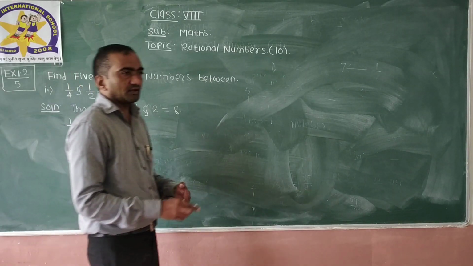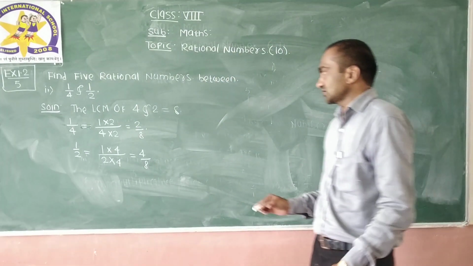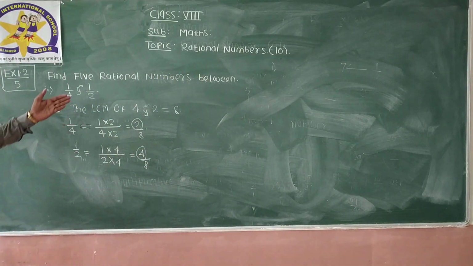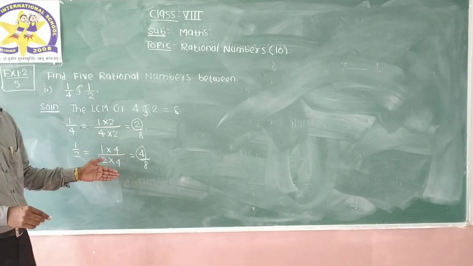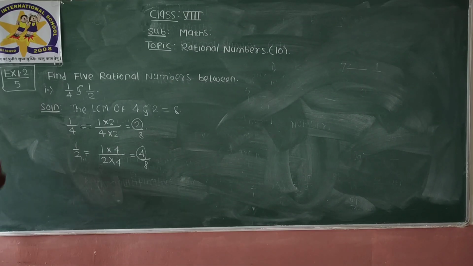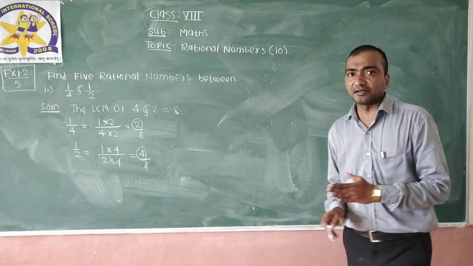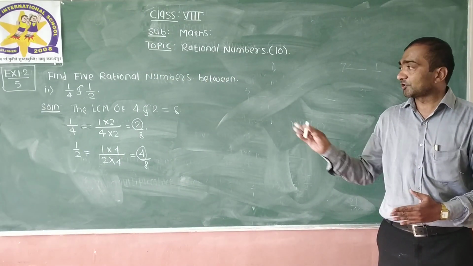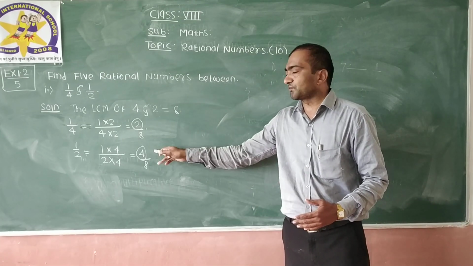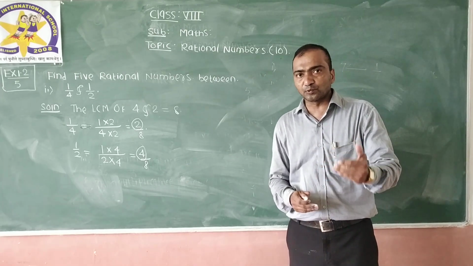If you observe here, we converted their denominators equal to 8, but we cannot find 5 rational numbers between 2 and 4 having denominator equal to 8. So we have to convert their denominator. We can convert their denominator equal to 80. Why are we converting their denominator equal to 80? Because we cannot find 5 rational numbers between 2 and 4 taking denominator equal to 8. That's why we are converting their denominator equal to 80.